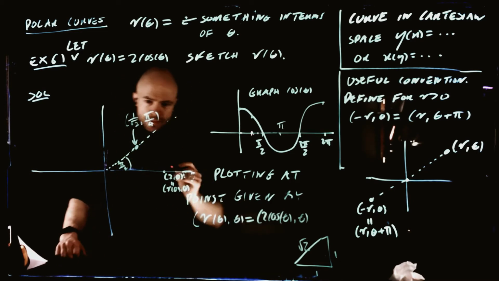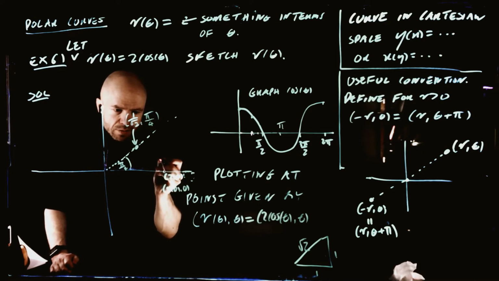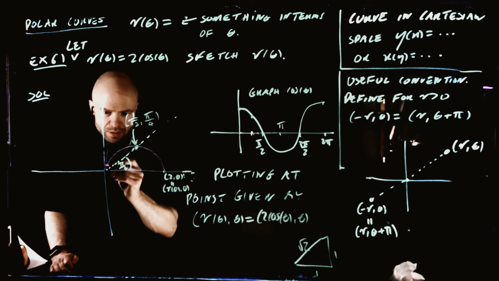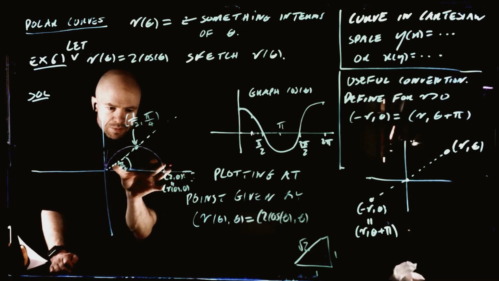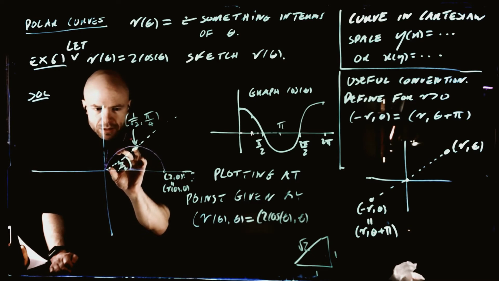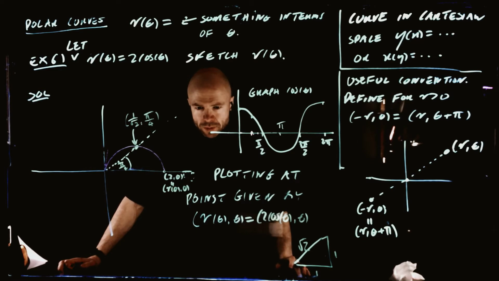So what we can sort of see from this is that we have this loop being sketched out, right? Like this, like this, like this. Because as we do this and we increase the angle, the radius is decreasing, decreasing, decreasing. Are you with me, people?